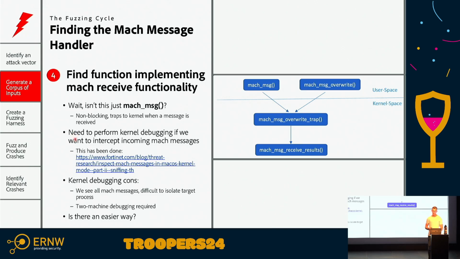You could do kernel debugging. Someone's actually done that. I'm linking the link right here, and they were able to dump the incoming Mach messages. But the cons of that are that you see every single Mach message sent on the system. It's really annoying, and it's difficult to isolate the target process that you care about. And you also need 2 machines to do that, which you can do with a host and a virtual machine. But I thought, is there an easier way than doing kernel debugging?